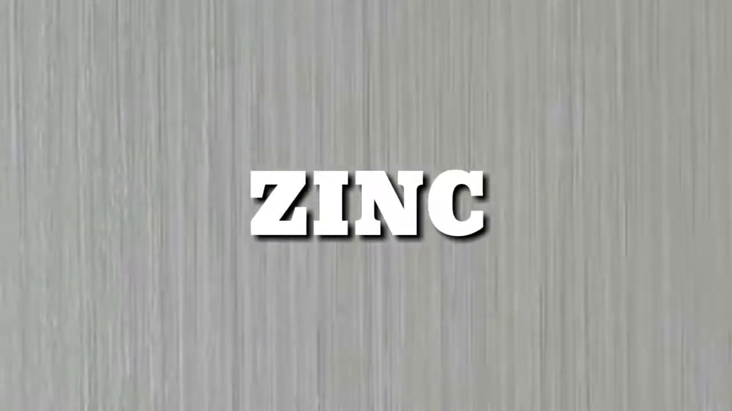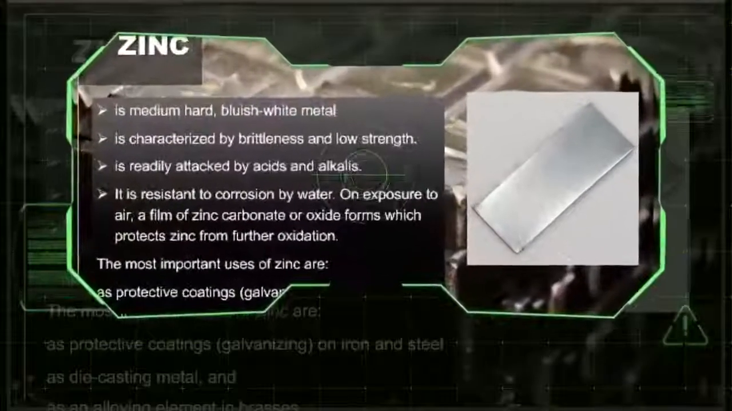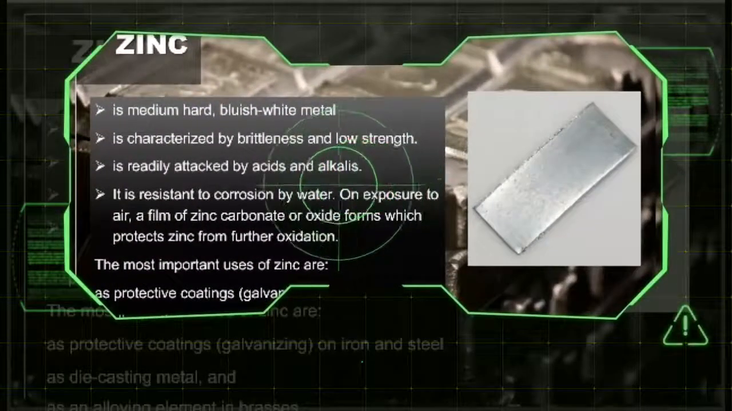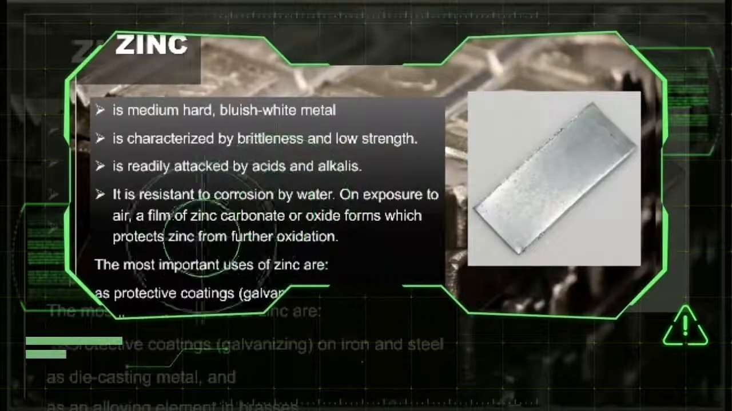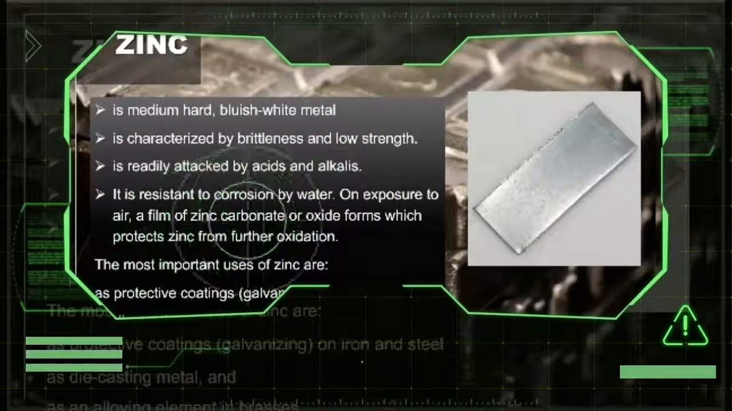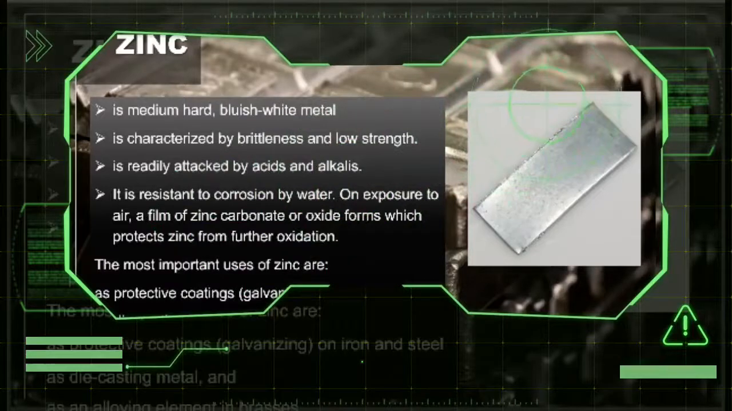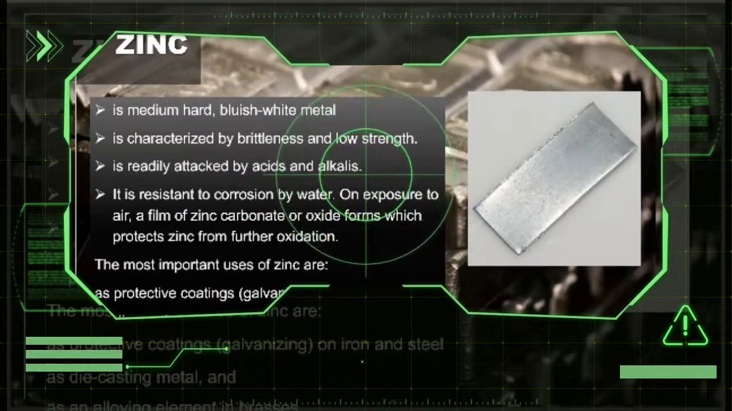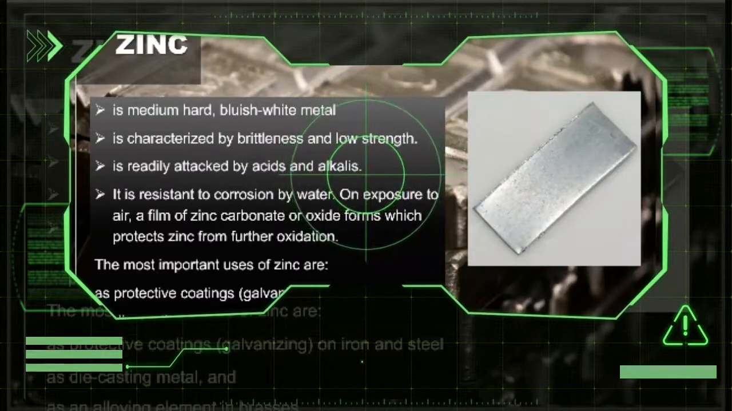Zinc. Zinc is a medium-hard bluish-white metal. It is characterized by brittleness and low strength. It is readily attacked by acids and alkalis. It is resistant to corrosion by water. On exposure to air, a film of zinc carbonate or oxide forms which protects zinc from further oxidation.